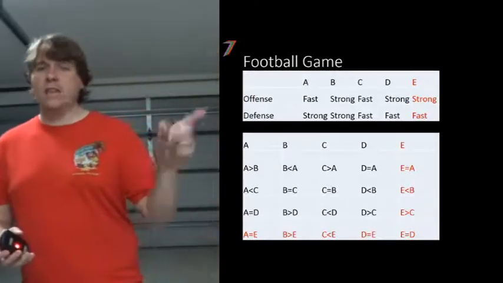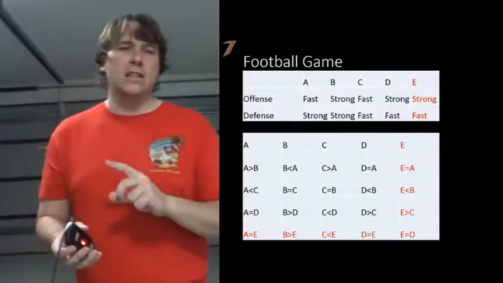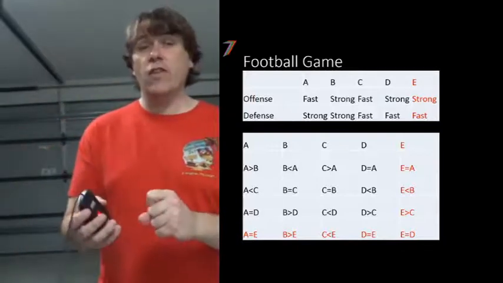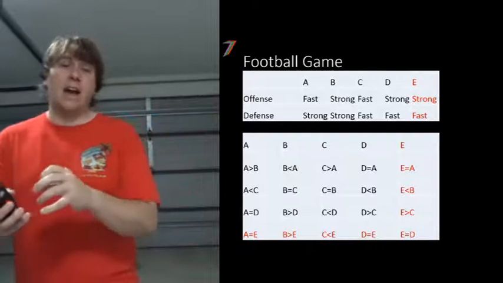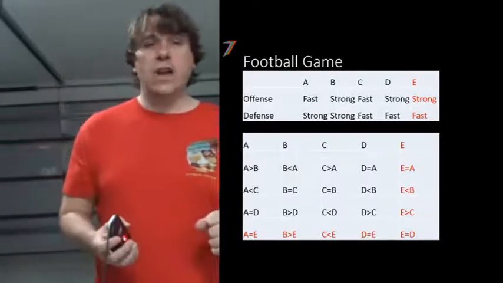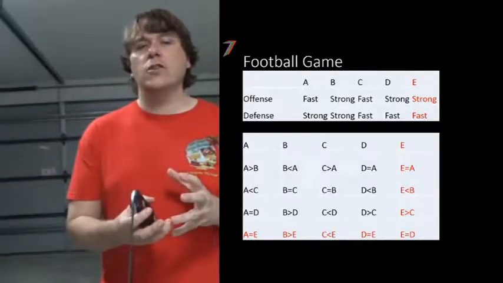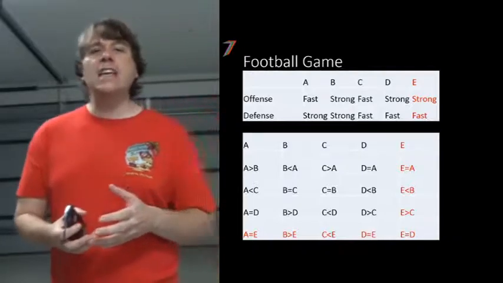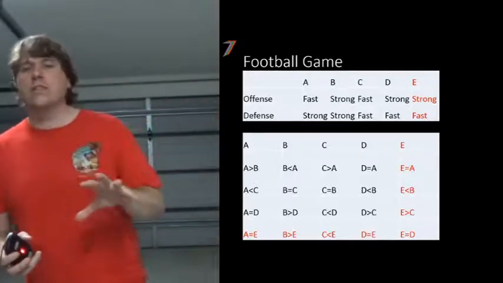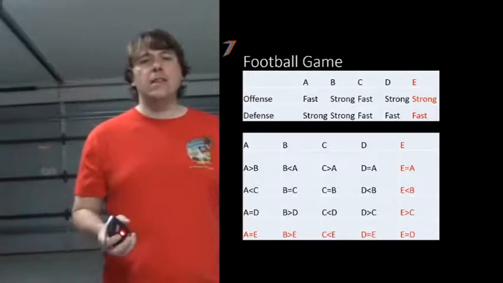The fast offense can't get past D's fast defense, and D's strong offense can't get past A's fast defense. So you'd have a situation where that ends up as a tie as well. So we have A, D, and E all still tied. So what about B and C?